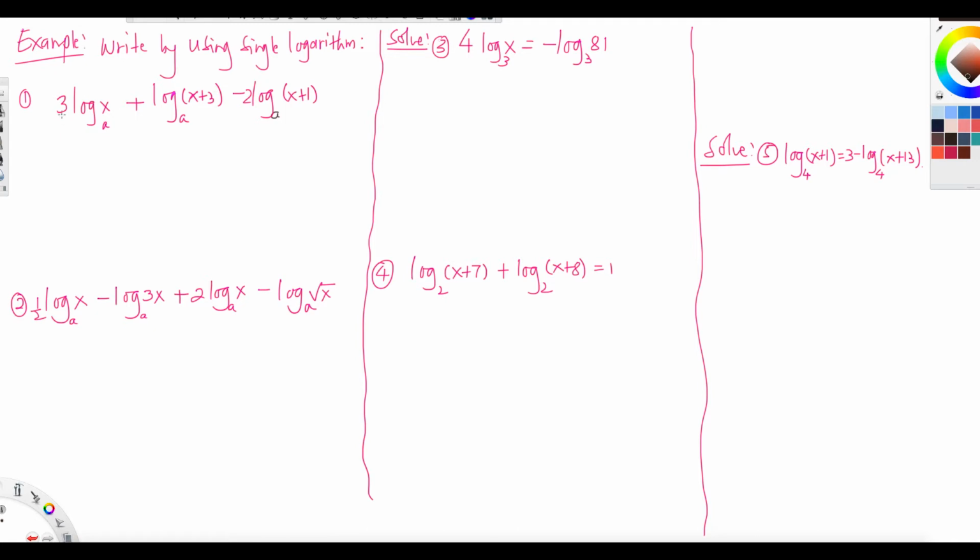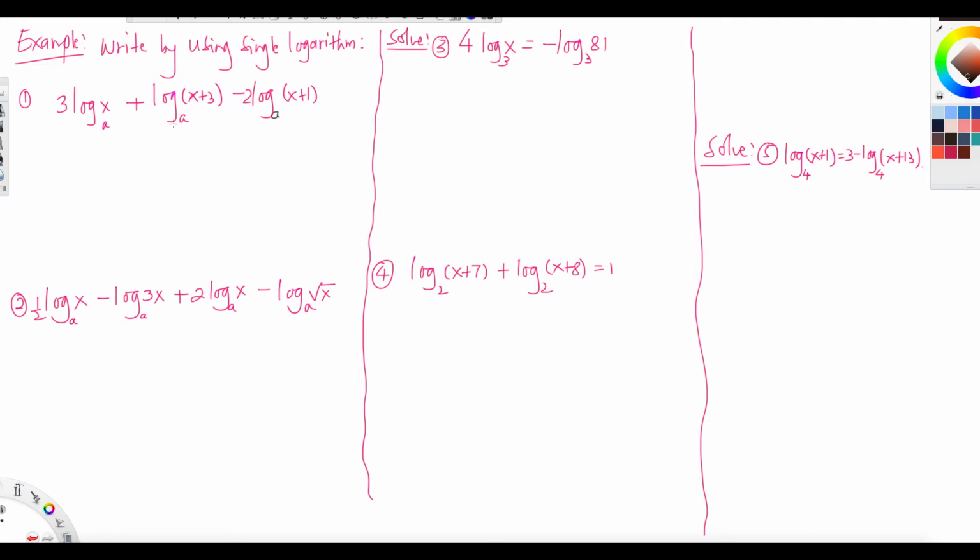Look at here, there is 3 log x with base a plus log x plus 3 with base a minus 2 log x plus 1 with base a. All of them have the same base a, meaning we can combine them into a single log. Now we will use the formula. We have the log of the sum formula, log of the difference formula, and also we have the base change formula, power formula, and everything, okay?